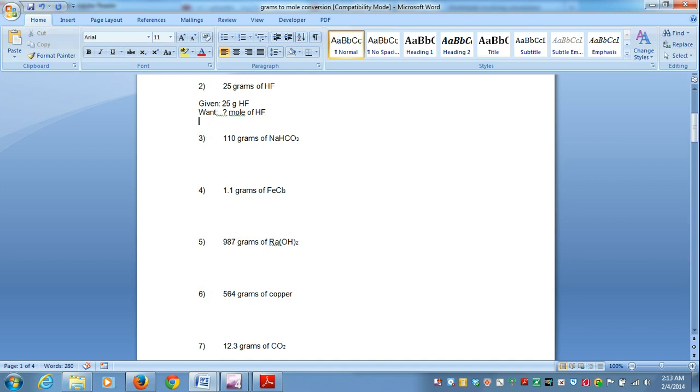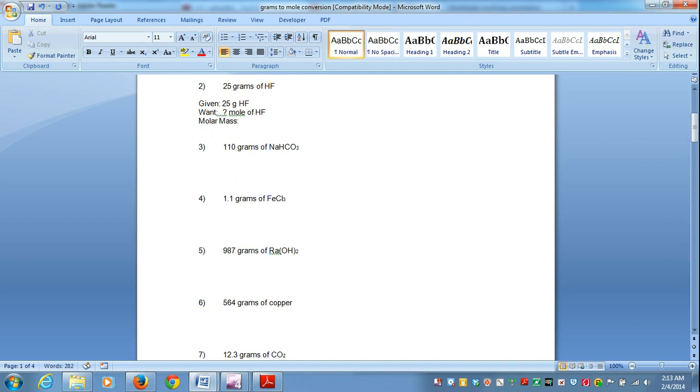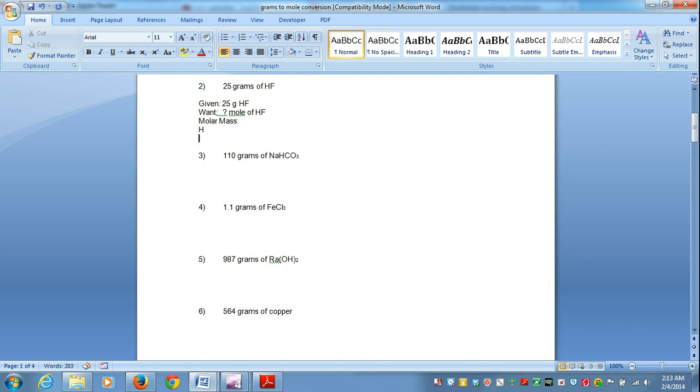And so what we first need to determine is the molar mass of hydrogen fluoride. So you have to separate the hydrogen and the fluorine. Next, in parentheses, I would like you to tell me how many atoms there are for each element. And in this case, there's one hydrogen for every one fluorine atom. So therefore, it's a 1-to-1 ratio.